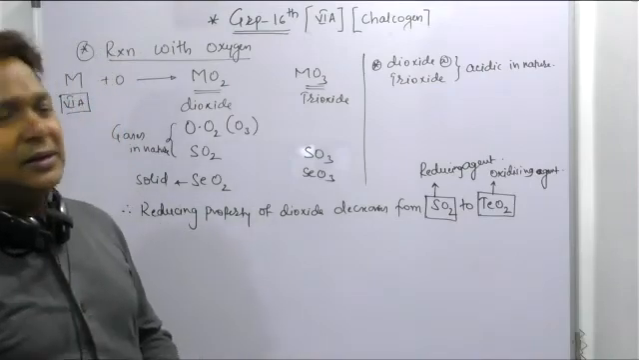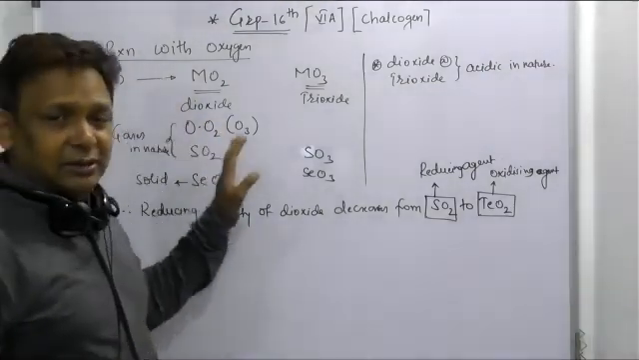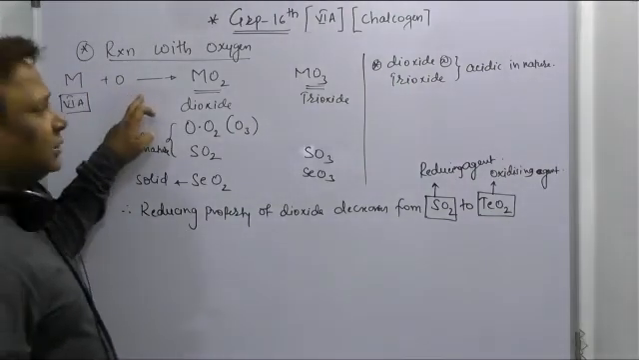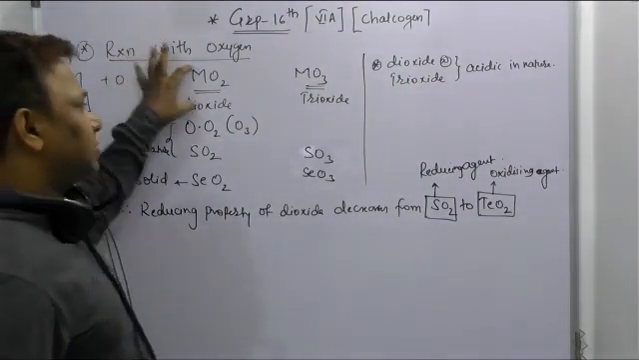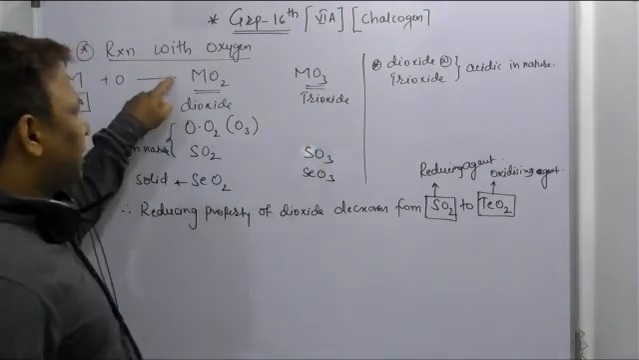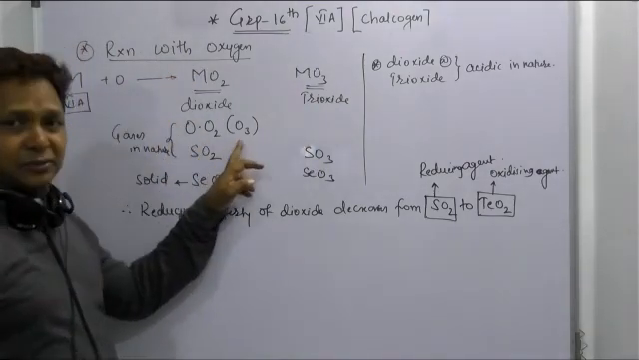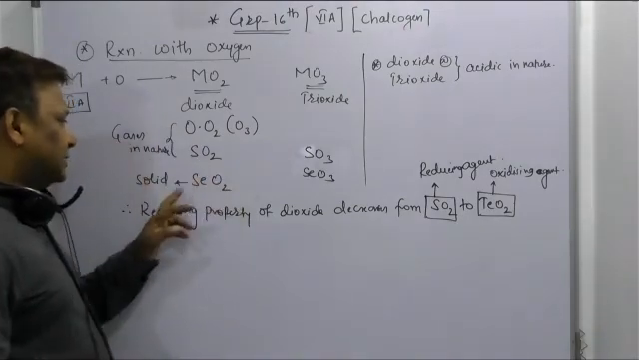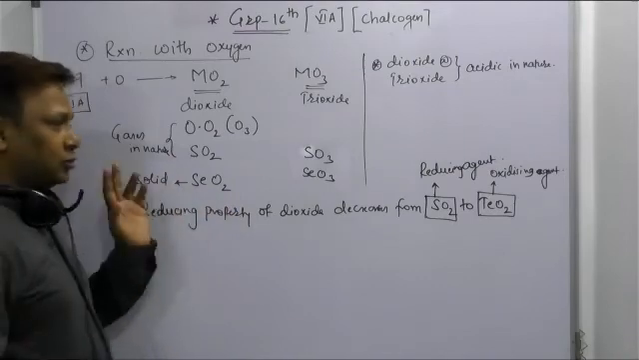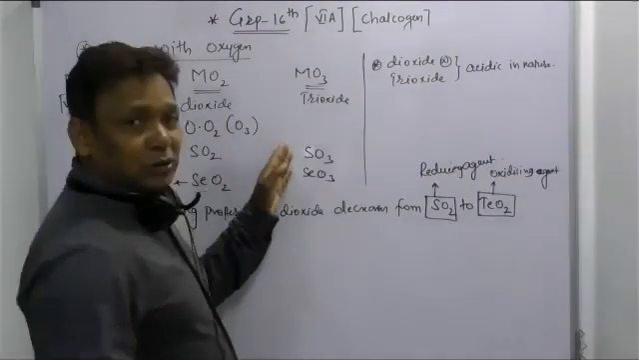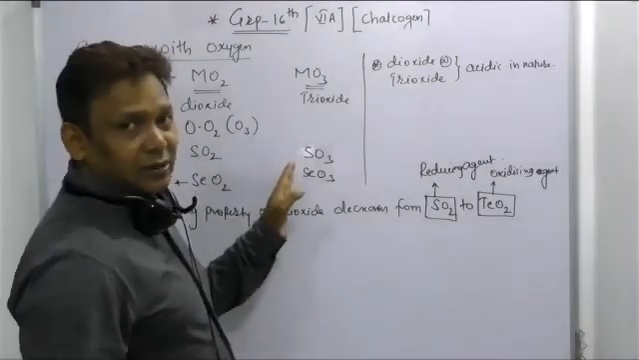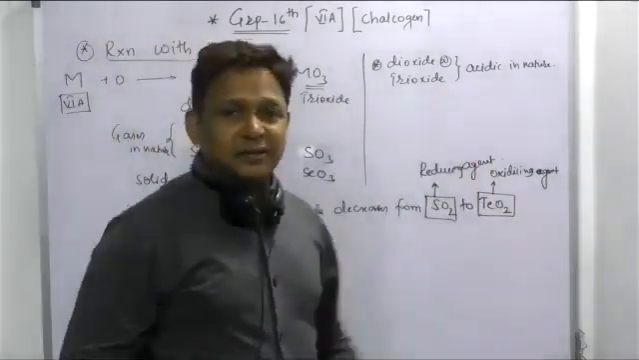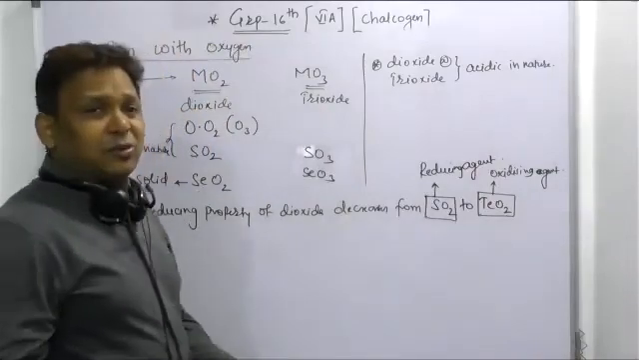Is it clear, beta? So this is about the reactivity with oxygen according to NCERT. A group 6 element on combining with oxygen can form a dioxide or trioxide. The dioxide formed by oxygen is O3, ozone gas. SO2, sulfur dioxide, is a gas. Selenium dioxide, SeO2, is a solid. SO3 and SeO3 are the trioxides. If you want to see the nature of the dioxide and trioxide, they are acidic in nature.